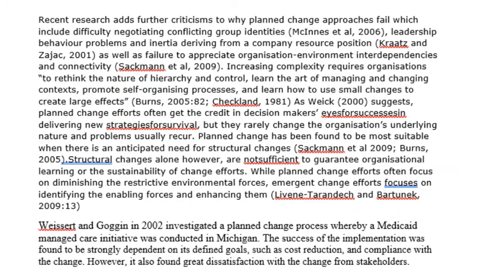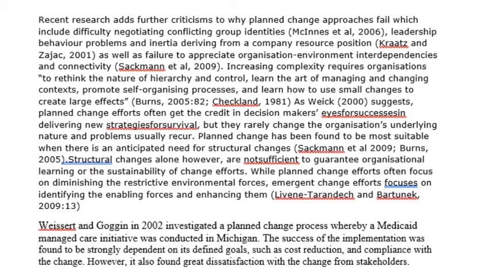Planned changes have been found to be the most suitable when there is an anticipated need for structural changes, Sackman et al., 2009. But structural changes alone are not sufficient to guarantee organisational learning or the sustainability of change efforts. While planned change efforts often focus on diminishing the restrictive environmental forces, emergent change efforts focus on identifying the enabling forces and enhancing them. Levine, Tarandek and Bartonek, 2009.